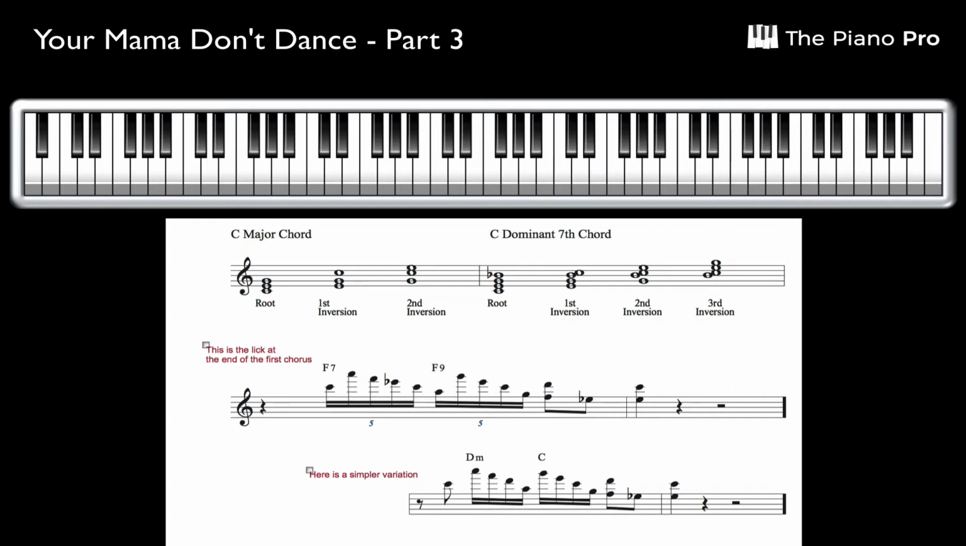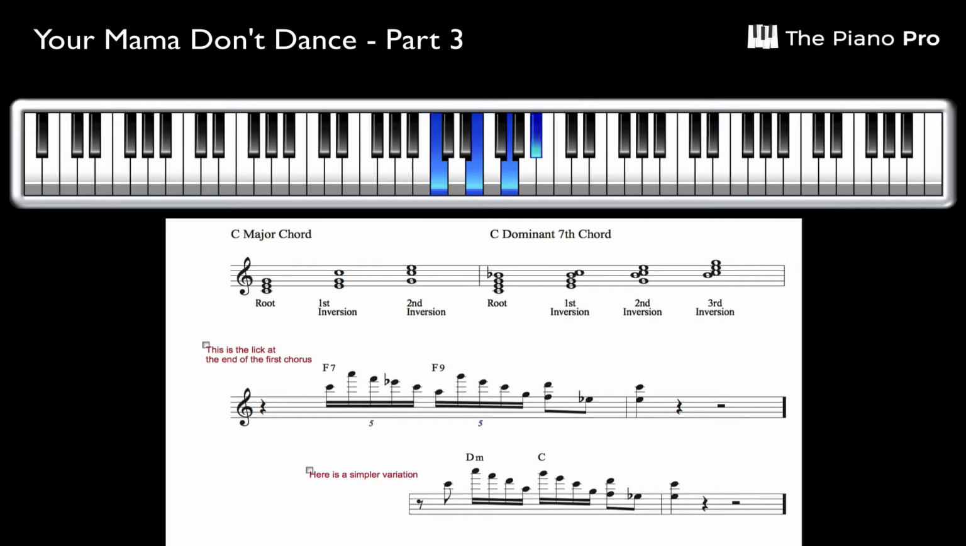Now I'm talking about inversions because that's where we'll get into this lick. We're using a dominant seventh chord to play Your Mama Don't Dance. All right, so if we build a dominant seventh chord on C, we have C, E, G, and a B flat. B is the seventh note of the scale, but we flat it to make it a dominant seventh, which is typically what you would use in rock and blues.